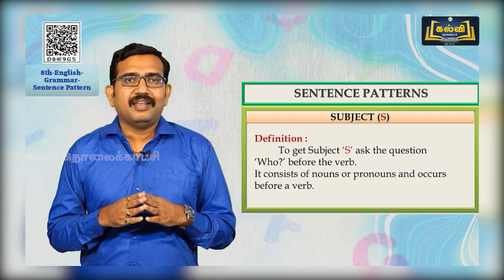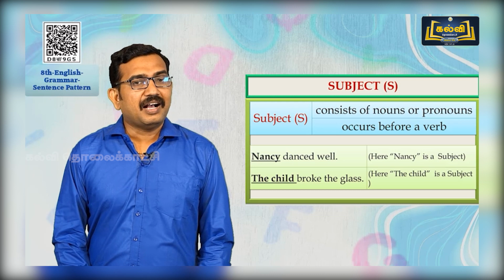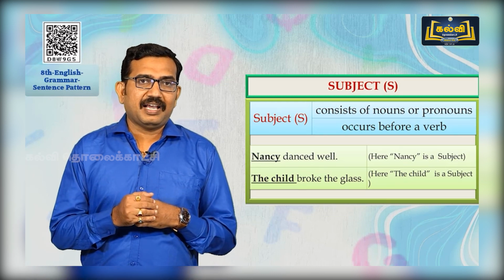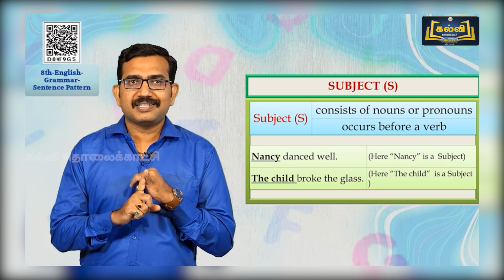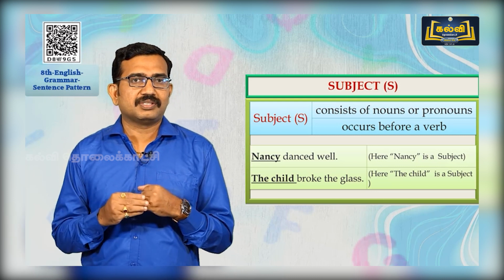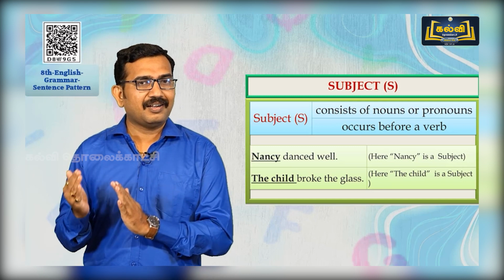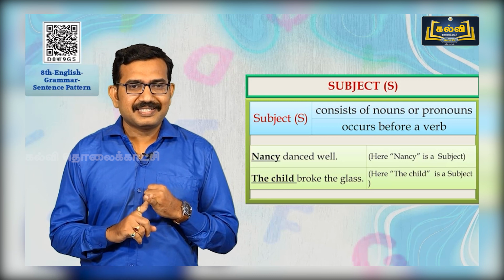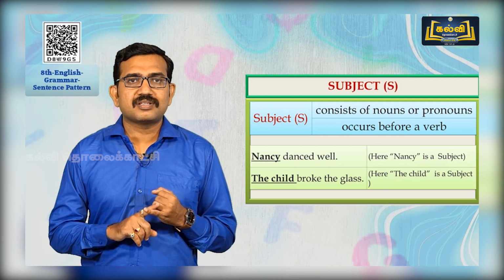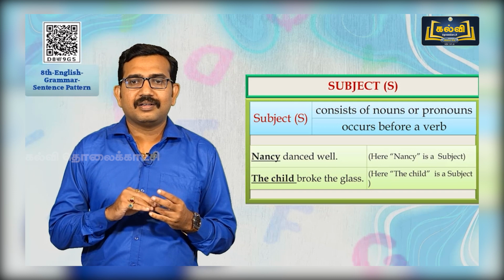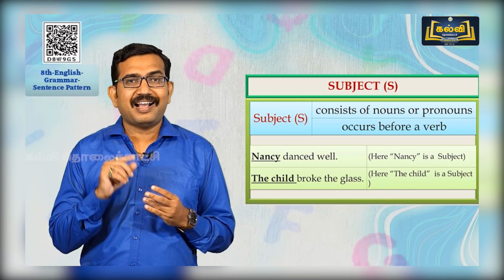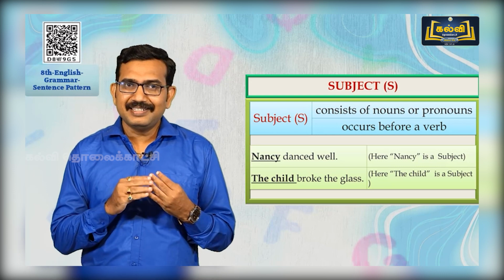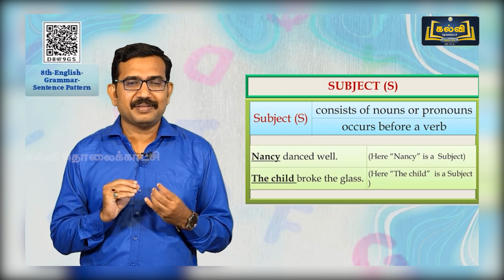So let us check some examples. Some other tips I can give: subject consists of nouns and pronouns, and it occurs before a verb. First example is Nancy danced well. Here Nancy is the subject. Ask the question, who danced well? It gives the answer Nancy. So Nancy is the subject.